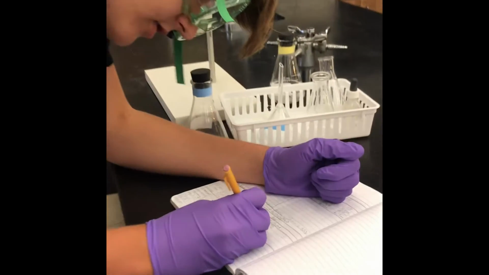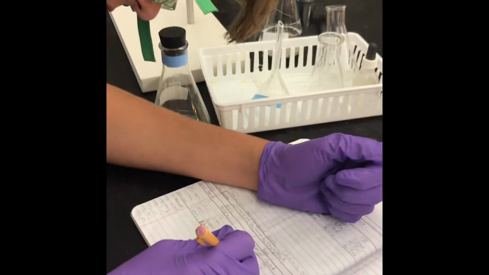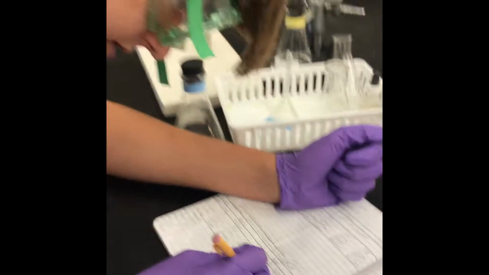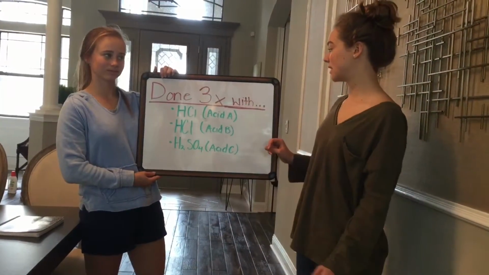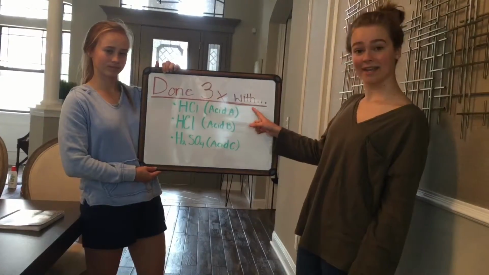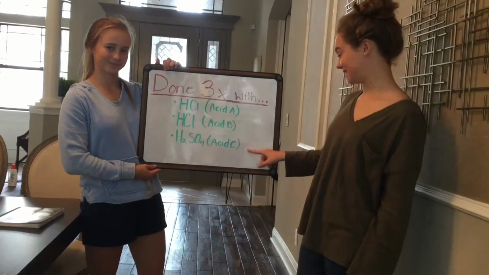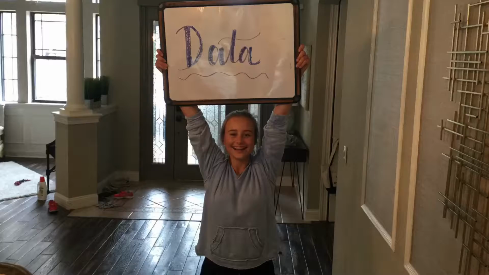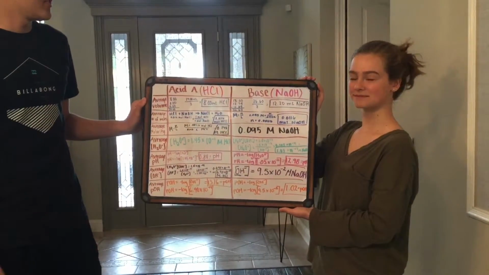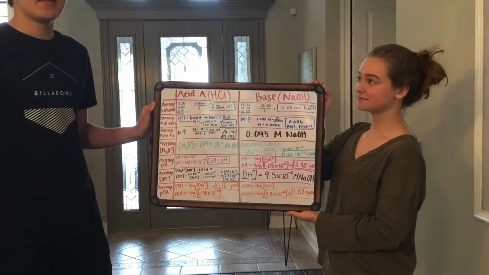The initial volume reading was subtracted from the final reading. This was the volume of base released into the flask, recorded to the nearest 0.01 milliliter. This entire process was done 3 times with acid A, acid B, and acid C. To find the averages, the sum of all the trials were divided by 3.